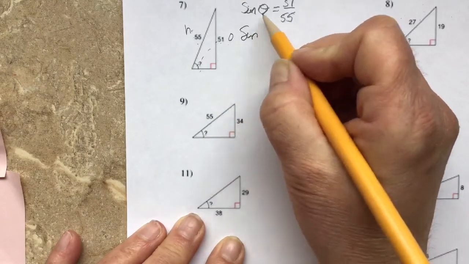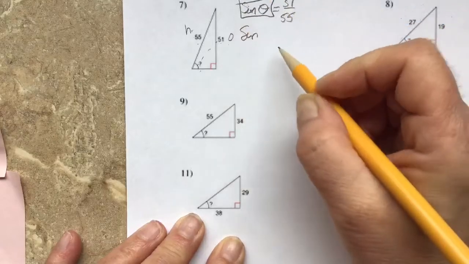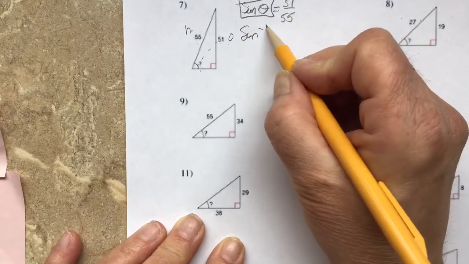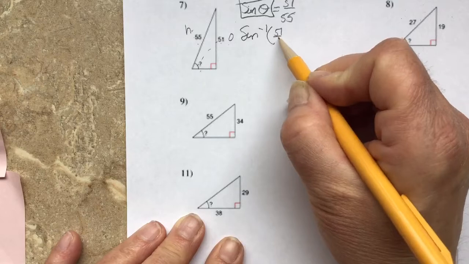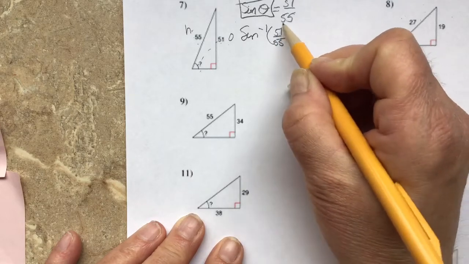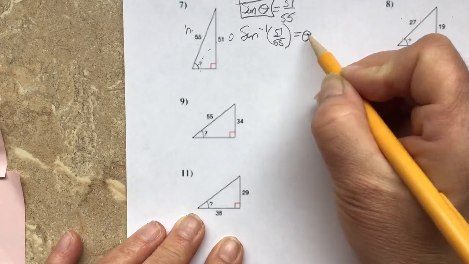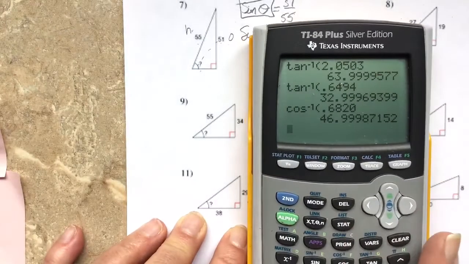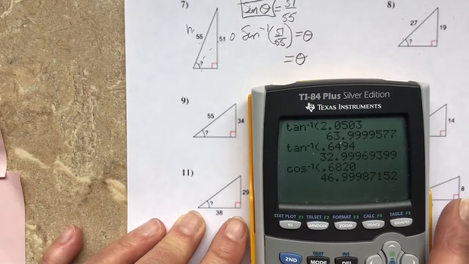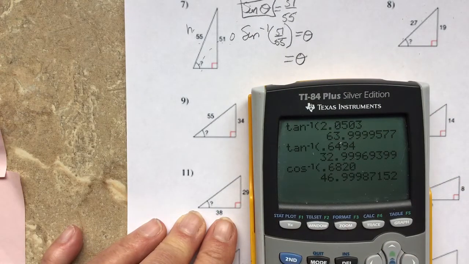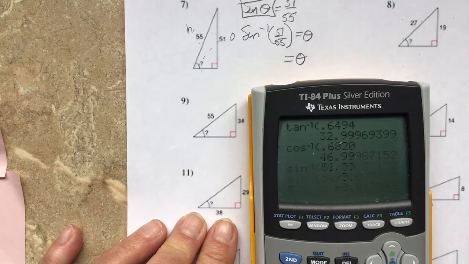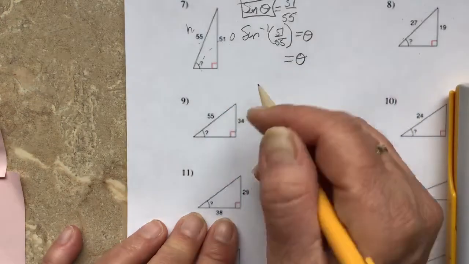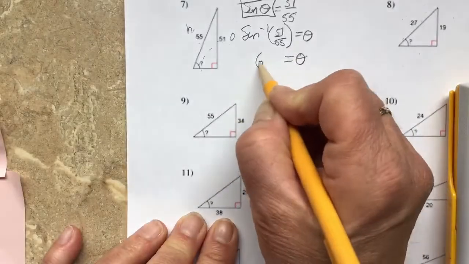Now, because we want to unlock the box and get theta to come out, we're going to do inverse sine of 51 over 55, and that will give us our theta. So theta equals, now you go to your calculator: second sine 51 over 55 and hit enter. To the nearest degree, it's going to be 68 degrees.